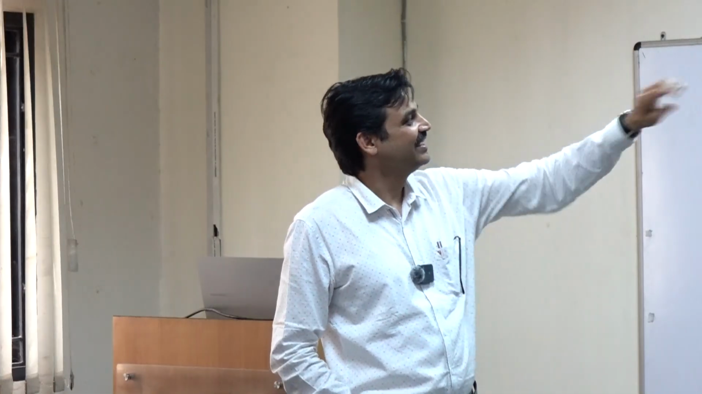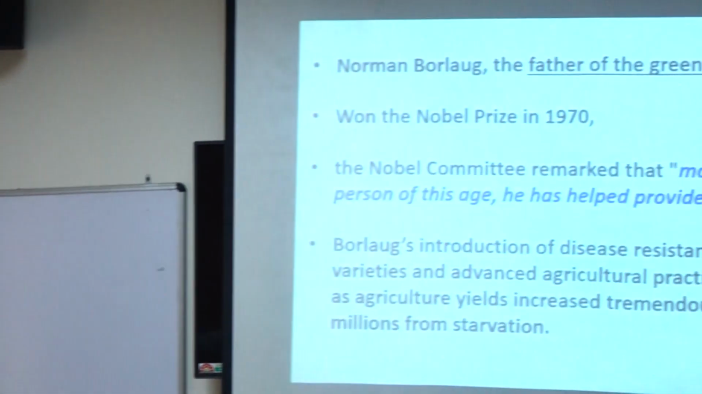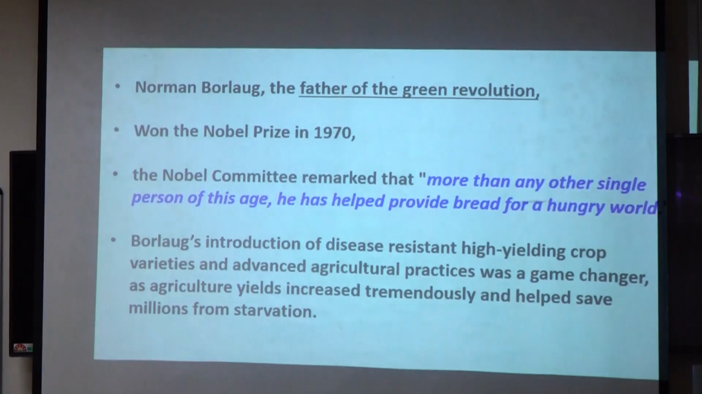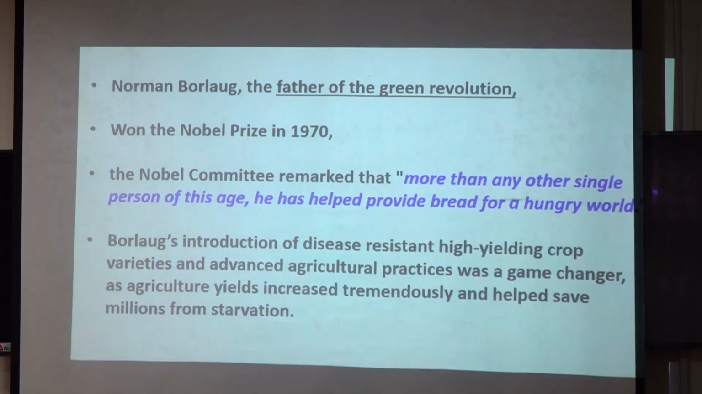Nobel Prize 1970 for peace, because more than any other single person of his age, he helped provide bread for the hungry world. In 1950, he said that we are food sufficient for the next 50 years.